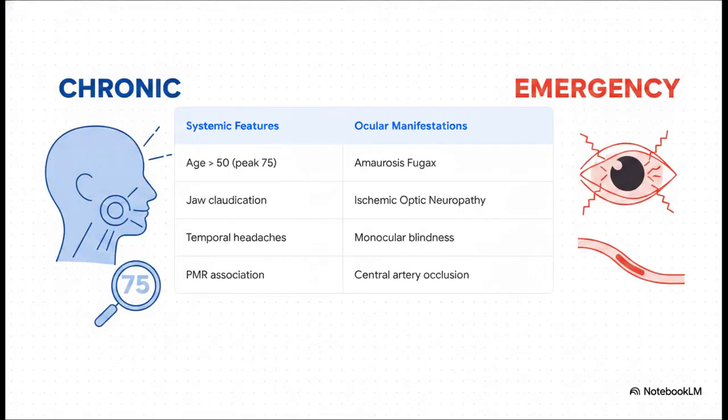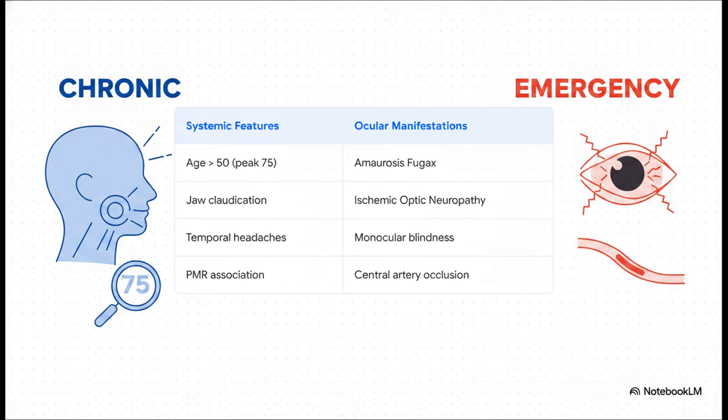Now, take a look at the clinical dichotomy here. We must distinctly separate the classic systemic symptoms from the catastrophic ocular manifestations. Systemically, you're looking for patients strictly over age 50, peaking around 75, who present with unilateral or bilateral temporal headaches, exquisite scalp tenderness, and that highly specific jaw claudication.